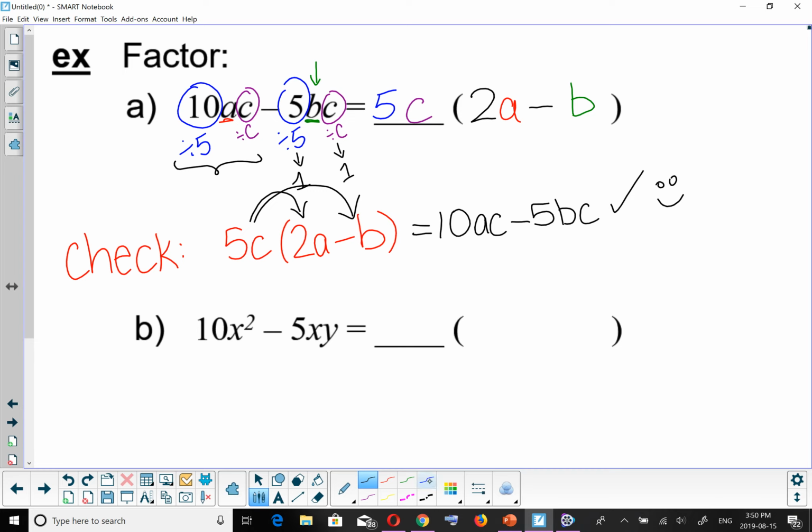Hopefully it looks a little bit familiar. Again, we have some common things here.